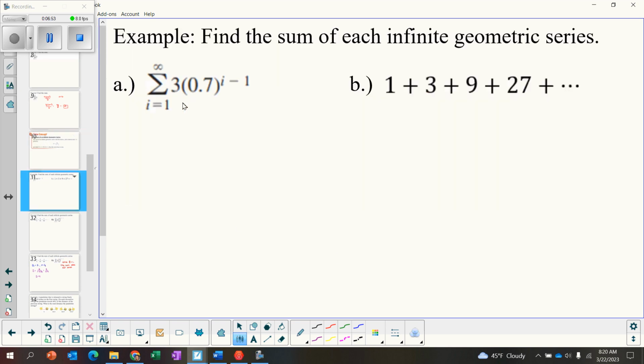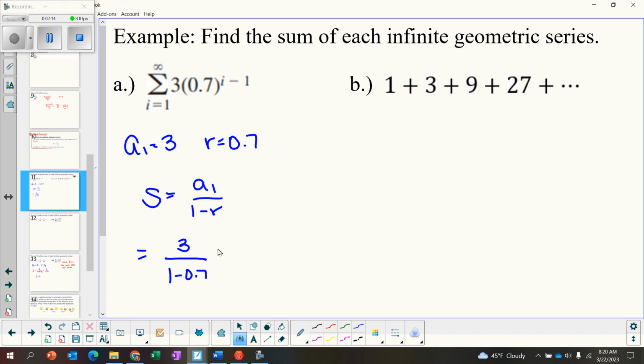So for our first one here, my a sub 1 is 3, and my r is 0.7. And 0.7 is less than 1, so this is going to work. So we're going to take a sub 1 over 1 minus r. That's going to be 3 over 1 minus 0.7, which is 3 over 0.3, which turns into 10. So the sum, no matter how long I go for, will just get up to 10. That's as far as it's going to go.